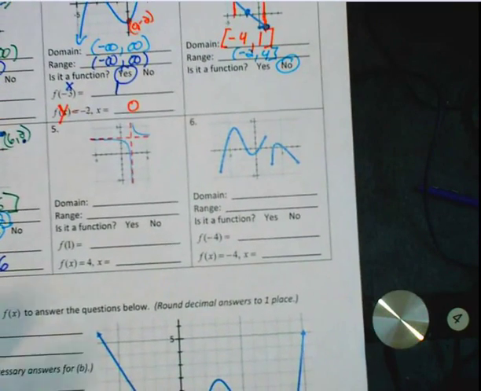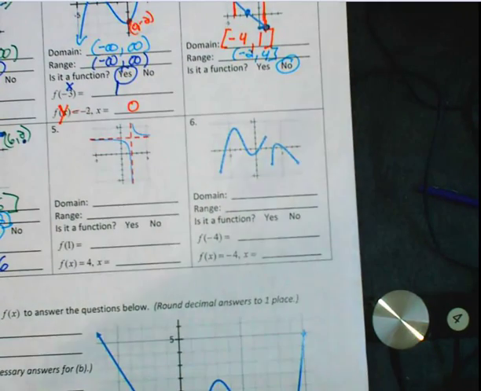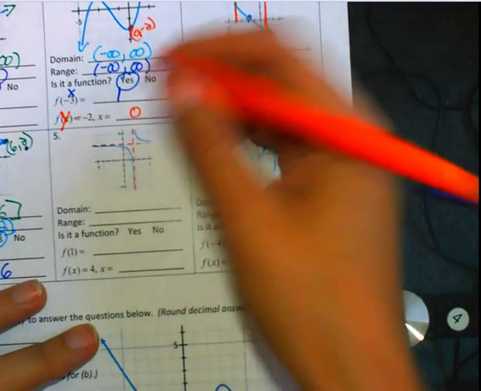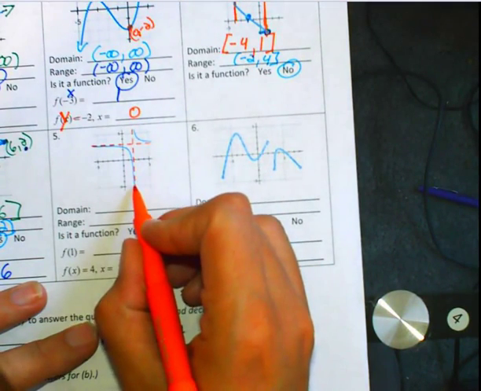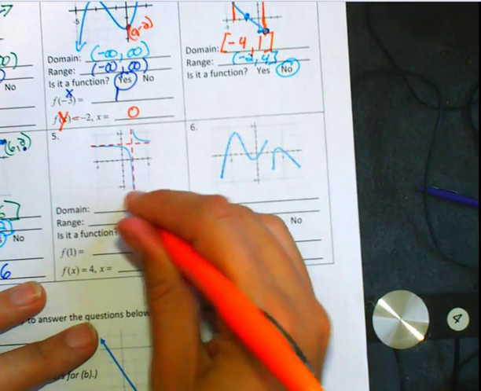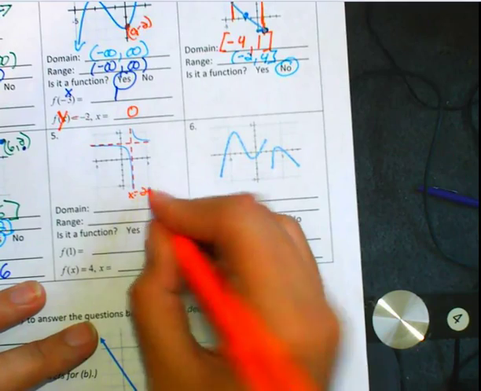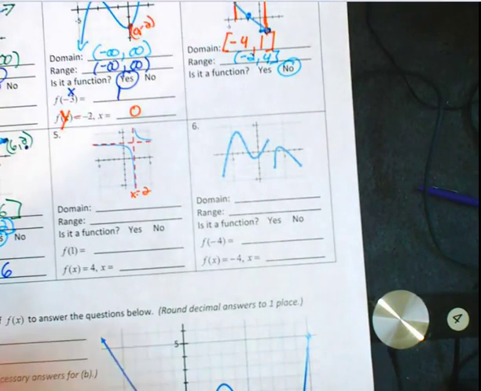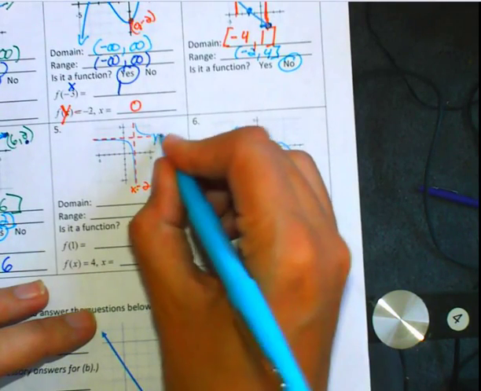All right, next one. All right, we have some asymptotes here. So before you even write anything about the domain and range, I want you to write where these asymptotes are. So this asymptote right here is at x equals 2. This one here is y equals 3.